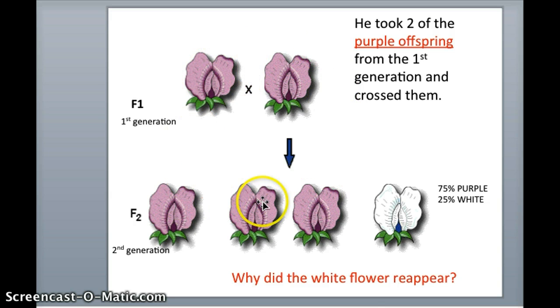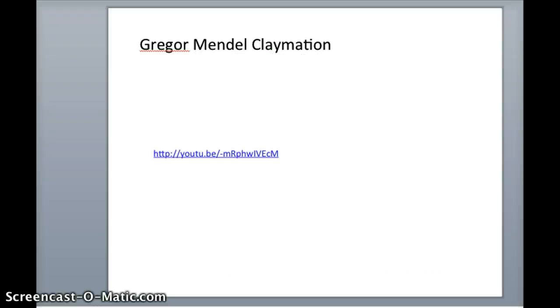He got 75% of them purple and 25% white. And he tried this multiple times and he got the same results every single time. And this led him to realize that there was a mathematical way of calculating and predicting certain traits and when they reappear. Okay, so let's keep going.